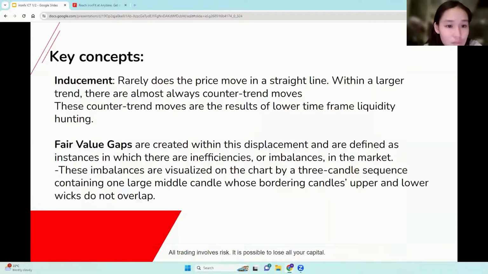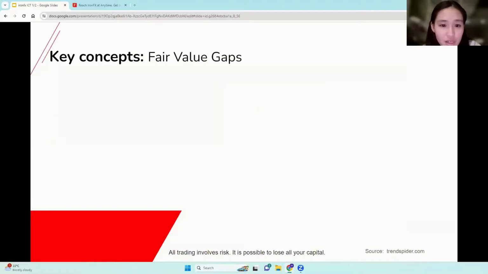Okay, now next key concept we're looking at is the fair value gaps. So these are created within the displacement and are defined as instances in which there are inefficiencies or imbalances in the market. So if we visualize what this means, it's basically a 3-candle sequence containing one large middle candle whose bordering candles, upper and lower wicks, do not overlap. So let me show you an example of this now.